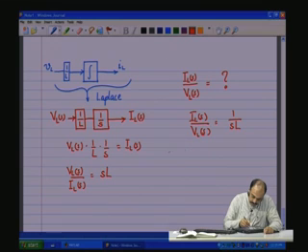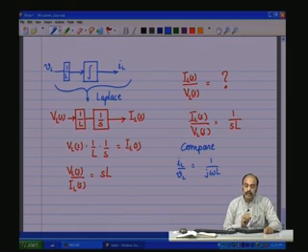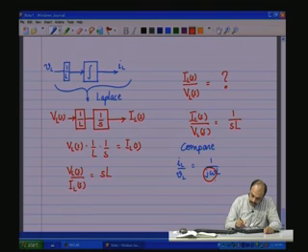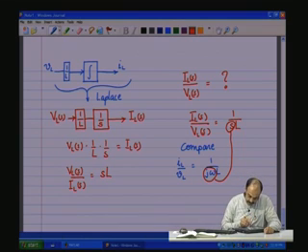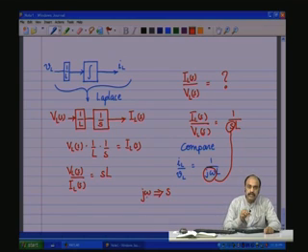Compare this with IL by VL, which is equal to 1/(j omega L), the reactance. Look at a very similar equivalence that arises. j omega, which is in the sinusoidal steady state model, if it is replaced by S, then one obtains the Laplace model.